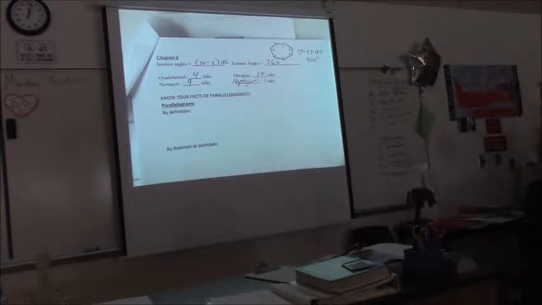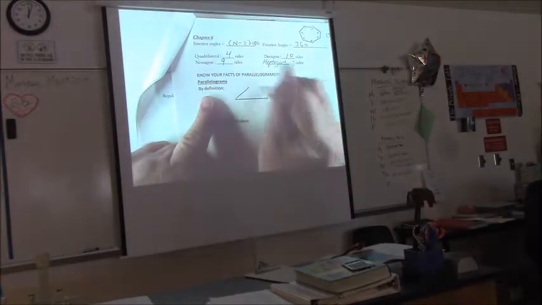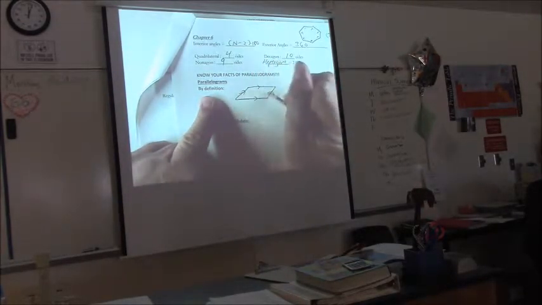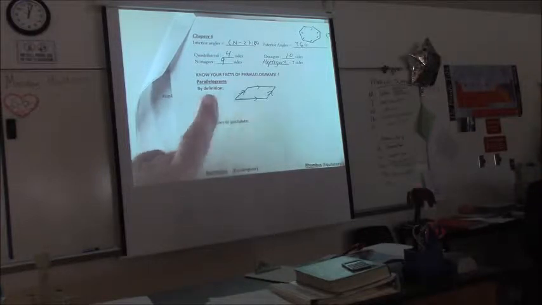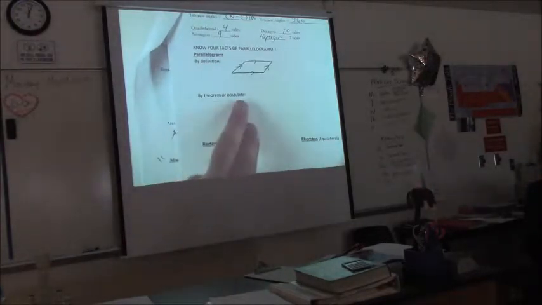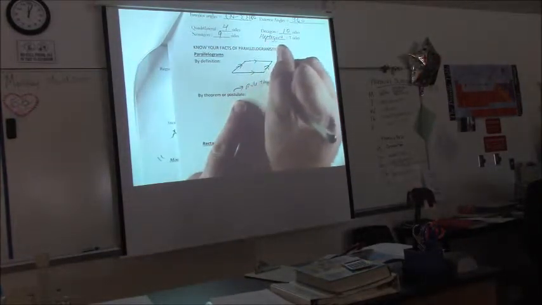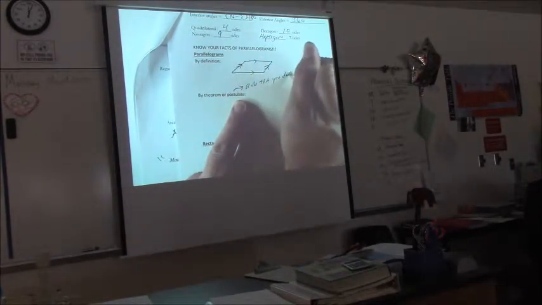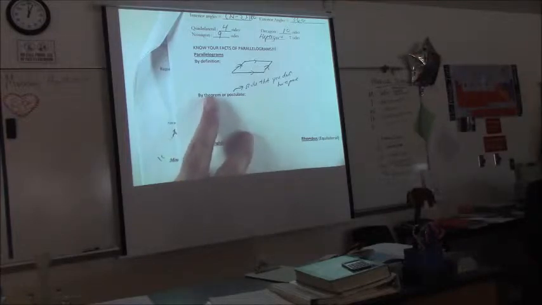So decagon's 10. All right, facts about parallelograms. By definition, opposite sides are parallel. If I'm doing a proof, they're going to say opposite sides are parallel, definition of a parallelogram. Now, by theorem or postulate, remember a postulate is a rule that I accept without proof. A theorem is a rule that I have to prove.